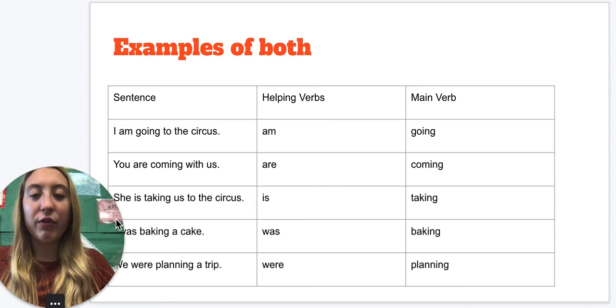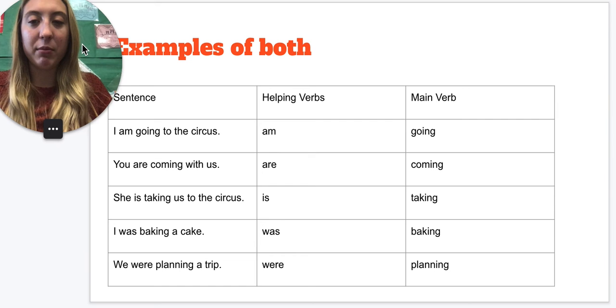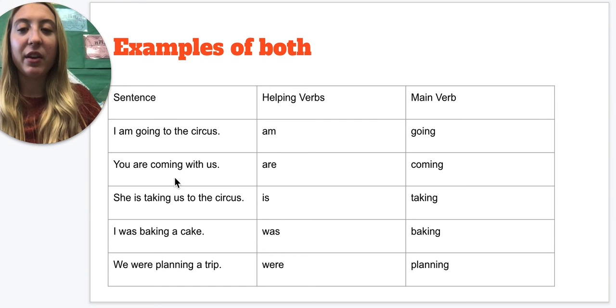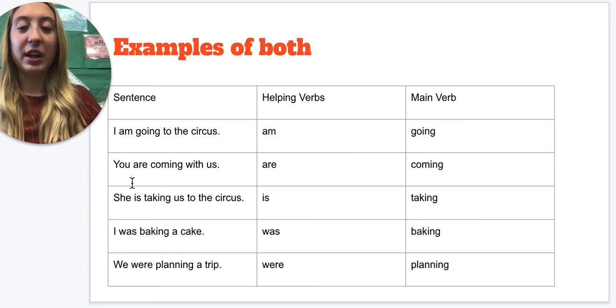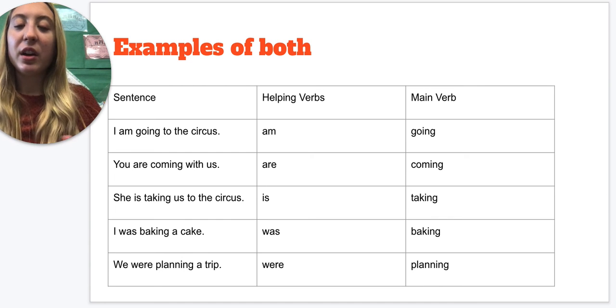So now let's go over sentences with both. All right. I am going to the circus. I is my subject, my pronoun. Am is my helping verb. And going is my main verb. So again, you are coming with us. You is my subject. Are is my helping verb. And then coming is my main verb. Because if I said "you coming with us," it wouldn't be grammatically correct.